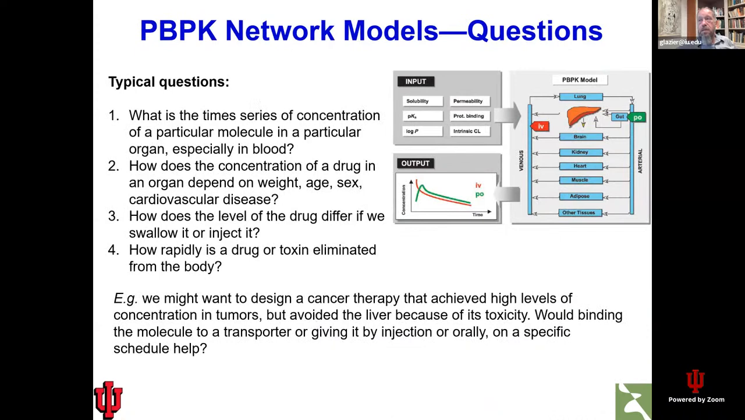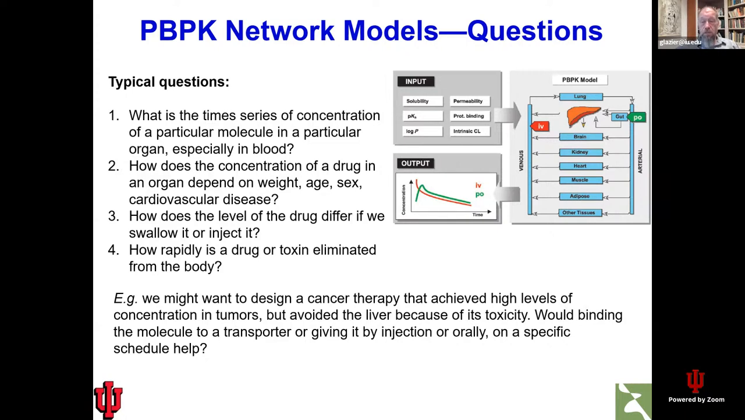And so the kinds of questions that you're asking is, what are the concentrations of molecules in a particular organ or the blood? You might very well, if you're doing pharmacokinetics, ask how does the concentration vary depending on the weight of the individual, the age of the individual. People of different ages have different metabolism in their livers, for example. There are sex-based differences in metabolism and availability of chemicals. What if you have cardiovascular disease, or what if you're diabetic? These can change these things quite dramatically. And so if you want to understand how a drug is going to work in the population, it's pretty important to be able to understand this variability.